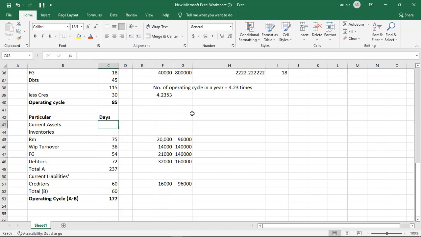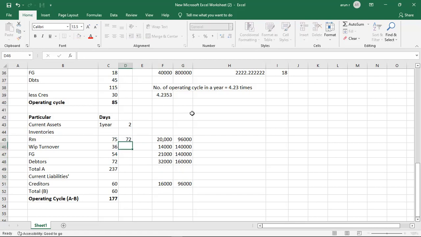I worked it out for the first year, and for the second year you do accordingly the same procedure. Here I took raw material divided by purchases, work in progress divided by cost of goods sold, finished goods divided by cost of goods sold, debtors divided by sales, and creditors divided by purchases. Okay, simple. I work it out for the second year and tell the answers. You just check with your answers.